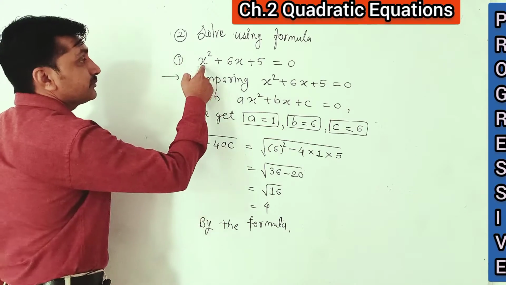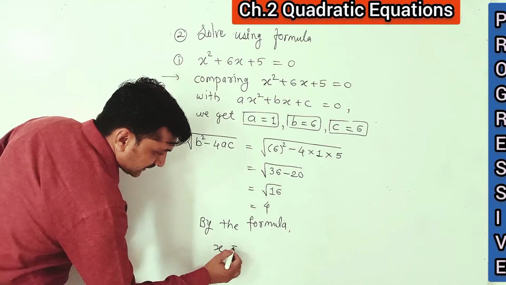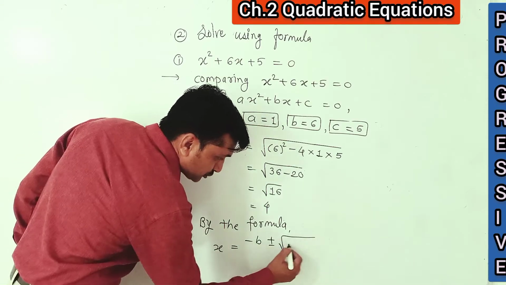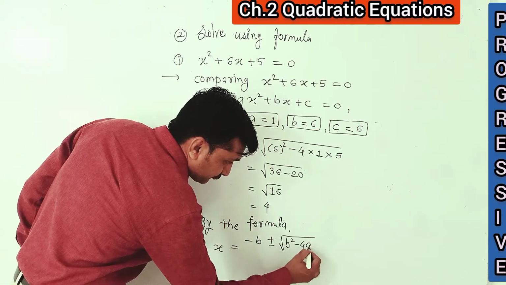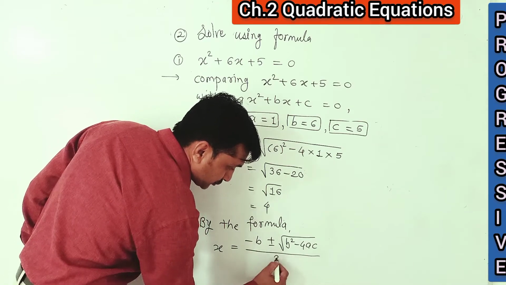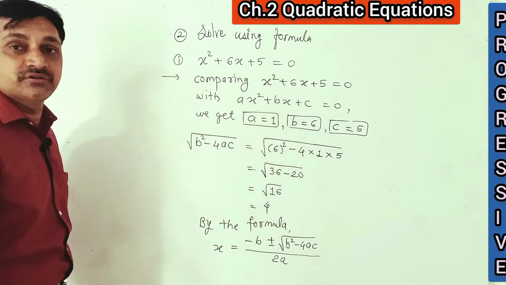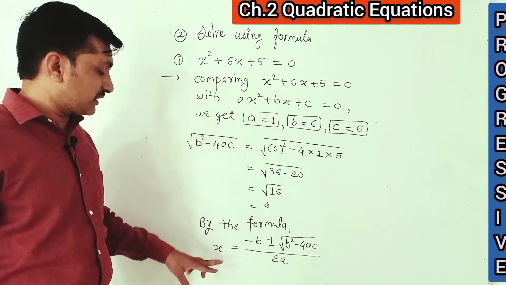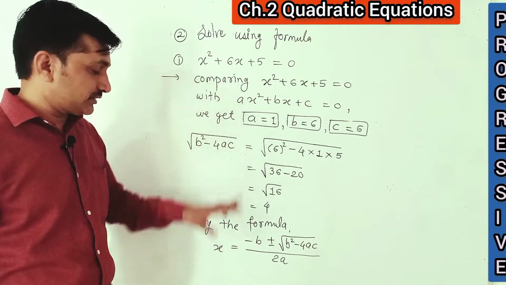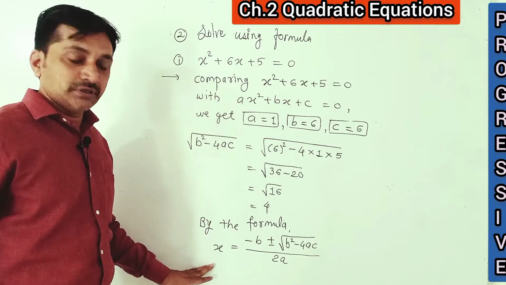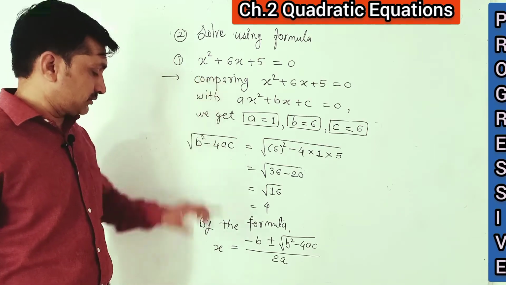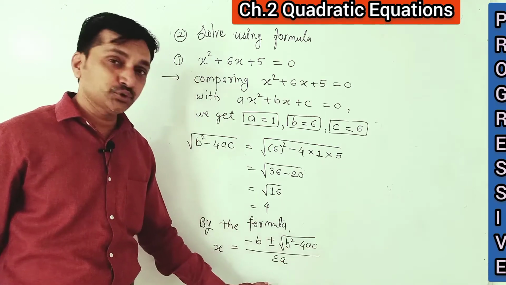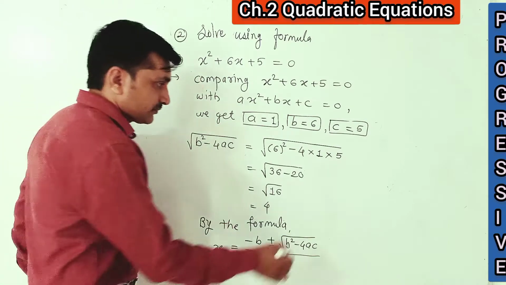What is the formula? The variable is x. That's why we have to write x is equal to minus b plus or minus square root of b square minus 4ac upon 2a. You learn the formula. Okay, x is equal to, here if the variable is y, then y is equal to, if it is m square, then you write m is equal to, right? The root should be in that variable. So here x is equal to minus b plus minus square root of b square minus 4ac upon 2a. And now we have to put the values.